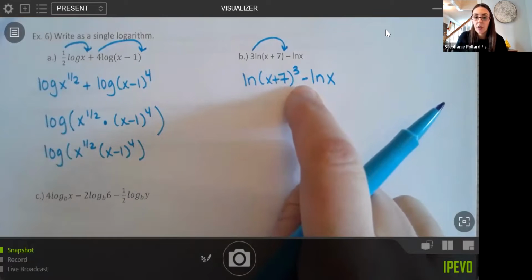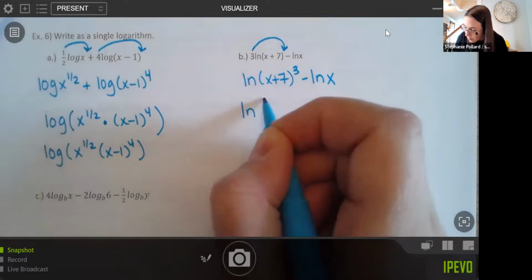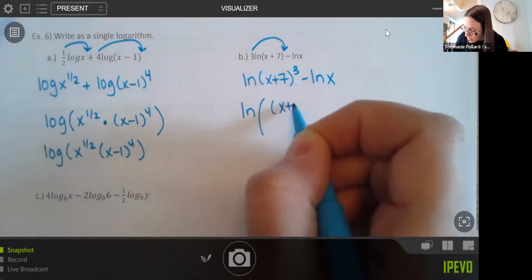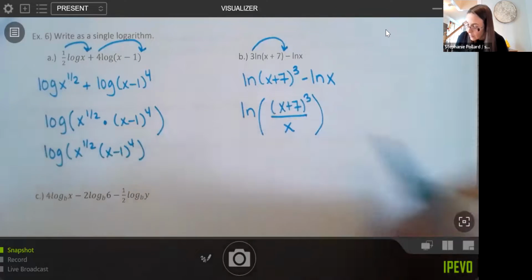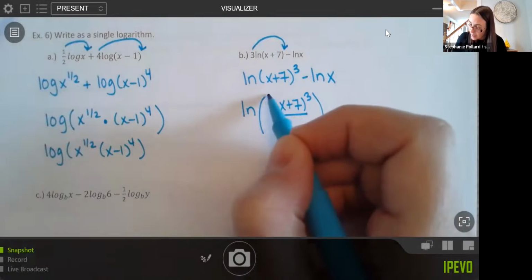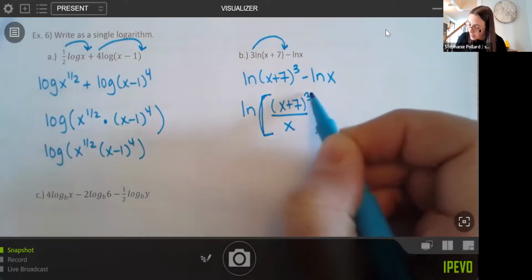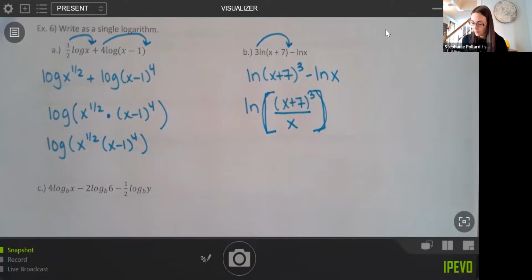Remember, subtraction refers to division in the original form. So I have my x plus 7 cubed being divided by x. Whatever comes first goes in the numerator, whatever comes second goes in the denominator. And here, again, I really can't do anything else. So I'm done. If I could simplify in here, I would. I use parentheses. Your book sometimes uses brackets here. So if you see brackets here instead, that's also fine. Either way is correct.